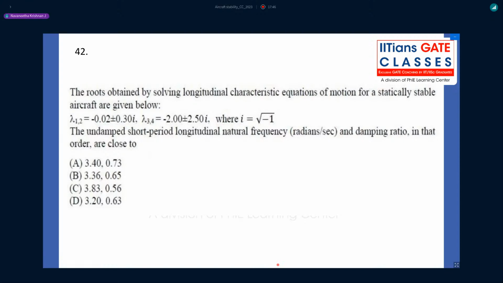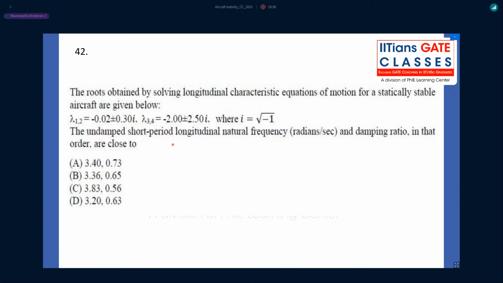Next question. The roots obtained by solving the longitudinal characteristic equation of motion for a statically stable aircraft are given as follows. Lambda 1,2 is minus 0.02 plus or minus 0.38i. Lambda 3,4 is minus 2 plus or minus 2.5i, where i is equal to root of minus 1. The undamped short period longitudinal natural frequency and damping ratio, in that order, are close to: option A 3.4 and 0.73, option B 3.36 and 0.65, option C 3.83 and 0.56, option D 3.2 and 0.63.